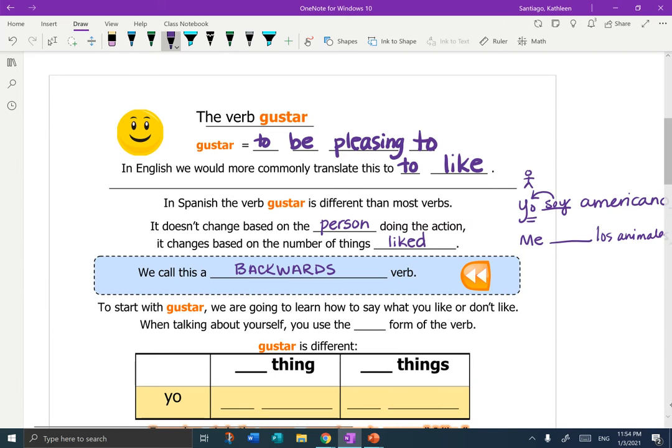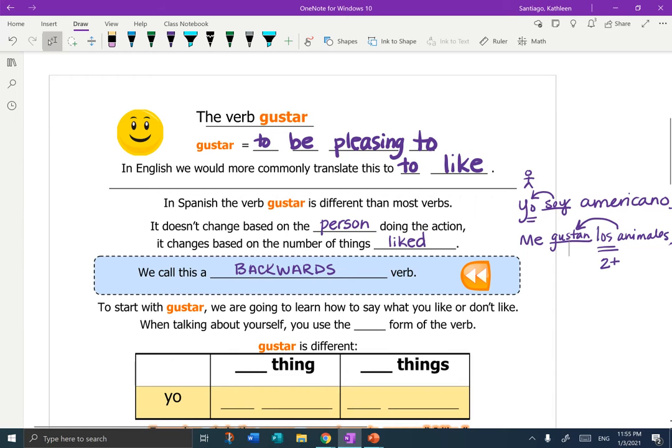the verb is not going to look forward to see who does the liking. The verb is actually going to work backwards to see how many items. Los animales is 2 or more items, and that's going to send me to gustan. So the items determine the verb. So that's backwards.